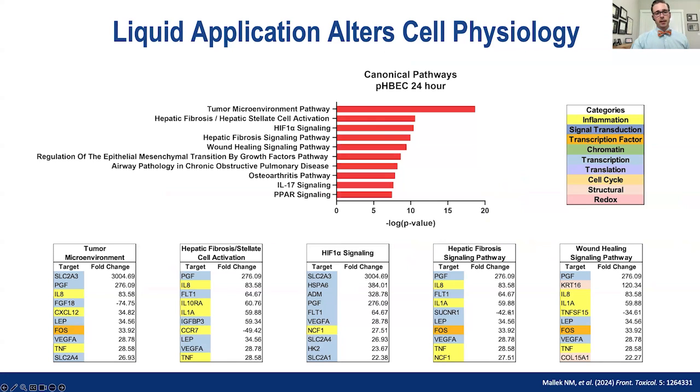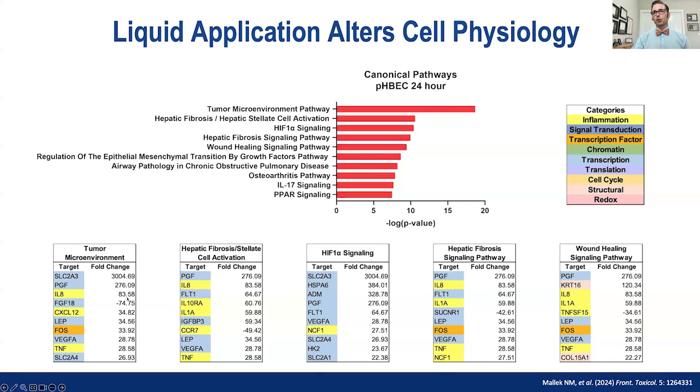And if we did IPA analysis on these, we see that we've got pathways related to tumor microenvironment, fibrosis, hypoxic signaling, injury, wound healing, these sorts of things. Never mind that we've got things like hepatic here. If you break it down, these are being driven by things like placental growth factor, IL-8, TNF alpha, VEGF. So it says hepatic, but it's more of just a general fibrosis, injury, and repair pathway.